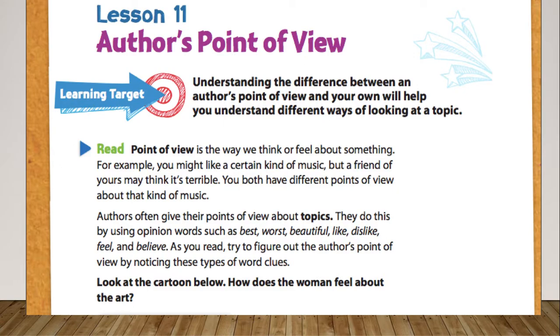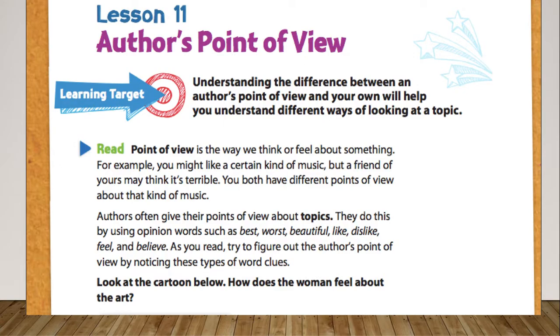So just what I was saying. When we read, point of view is the way we think or feel about something. For example, you might have a certain kind of music that you like, but a friend may think that that kind of music is terrible and hate it. You both have different points of view about that kind of music. Authors often give their point of view about topics. They do this by using opinion words such as best, worst, beautiful, like, dislike, feel, believe.